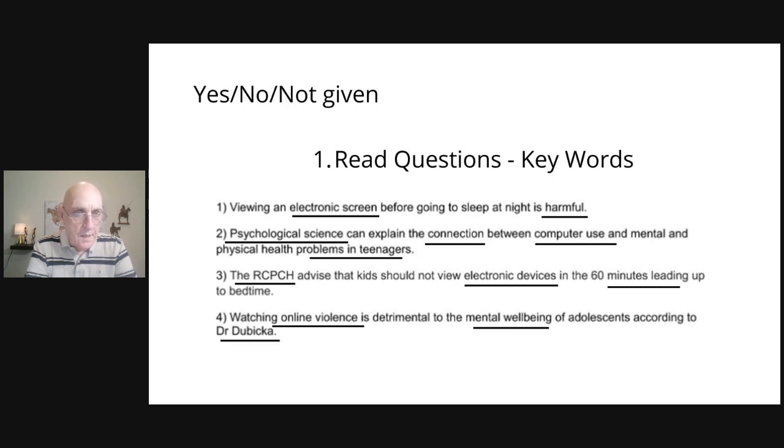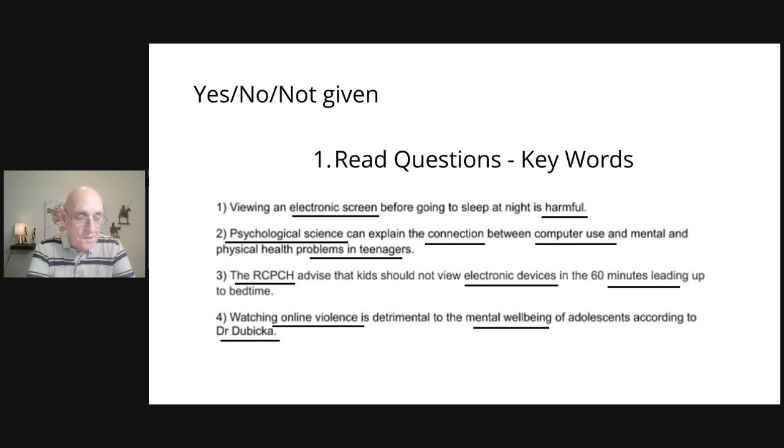So what we're going to do is read the questions and identify the keywords. Again, being very aware of adjectives and adverbs and words that could possibly be found as synonyms in the passage. So we've underlined electronic screen. That could easily be a synonym for a word like monitor when we're talking about commuters. Harmful, there's many words that mean the same thing as harmful. Psychological science, if this passage includes other types of science, we're only interested in psychological science. Connection, computer use, and then problems in teenagers.